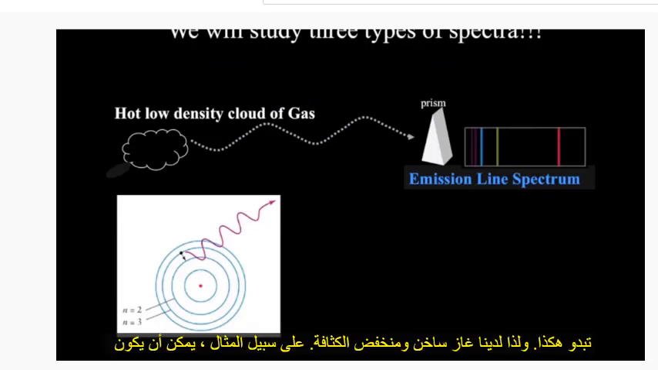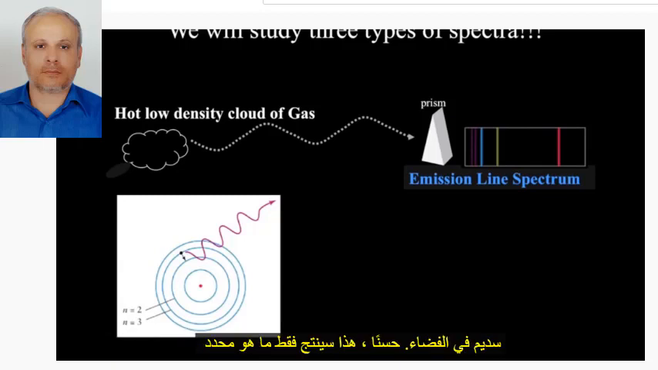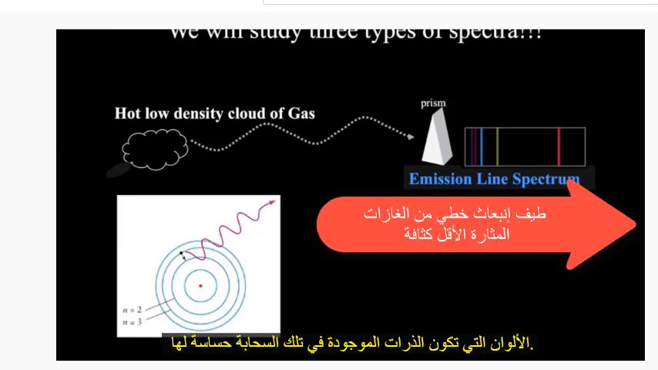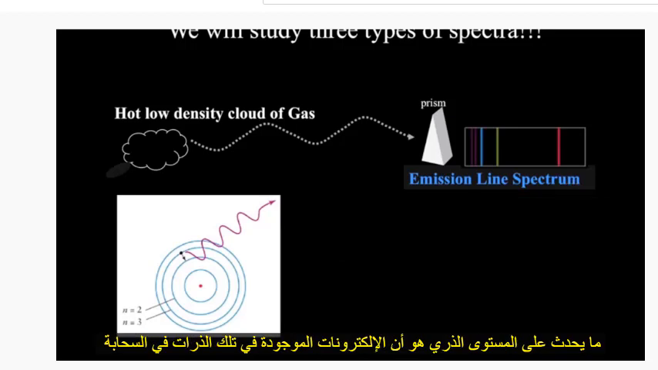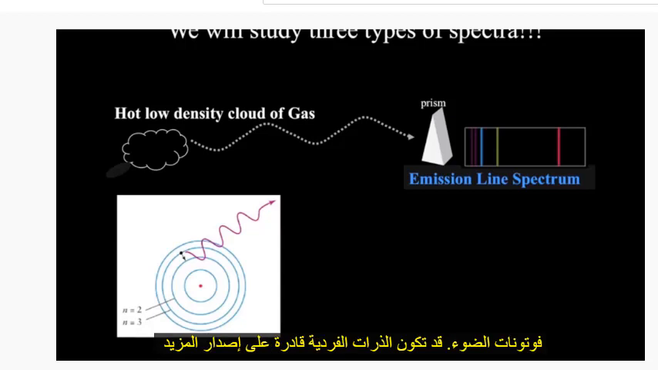It looks like this. And so we have a hot, low-density cloud of gas. For example, that could be a nebula in space. Well, that's only going to produce the specific colors that the atoms in that cloud are sensitive to. What's happening at the atomic scale is that electrons in those atoms in the cloud of gas have been energized, and then they're dropping down levels and emitting photons of light.